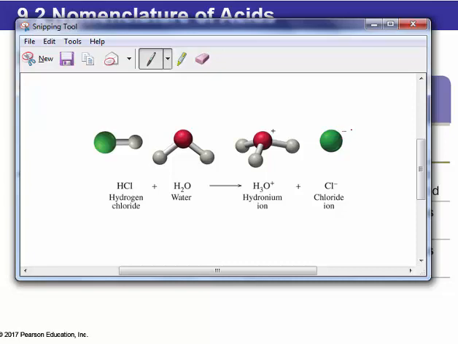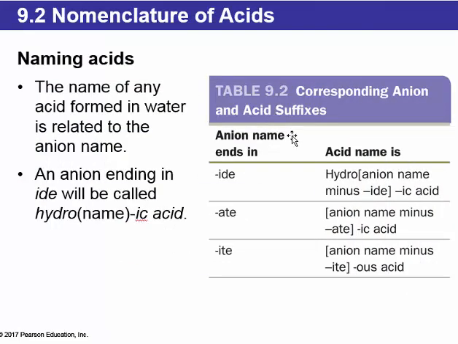So for example, chloride has a negative 1 charge. That means there will be 1 proton in the acid that forms from this anion. Now the name also of an acid depends on the anion, and table 9.2 of your textbook summarizes these rules.